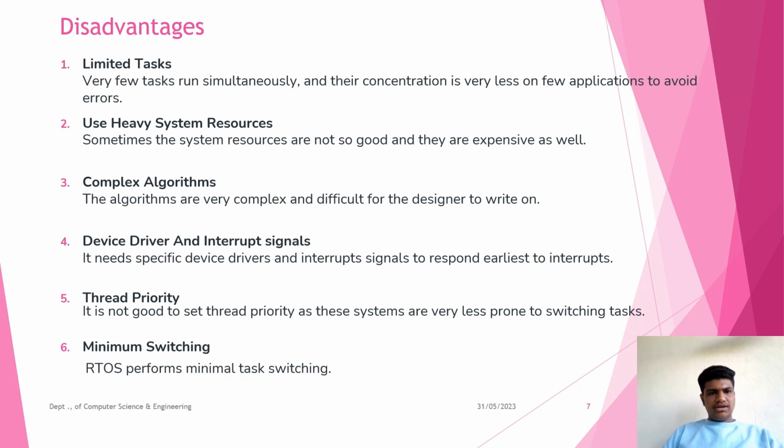Disadvantages. Limited tasks: it performs limited tasks simultaneously. Heavy use of system resources: this type of operating system uses a lot of system resources, which causes an increase of cost. Complex algorithms: the algorithms are difficult. Device drivers and interrupt signals. Thread priority, meaning the task switching is very low. Minimum switching: it takes more time to switch the task.